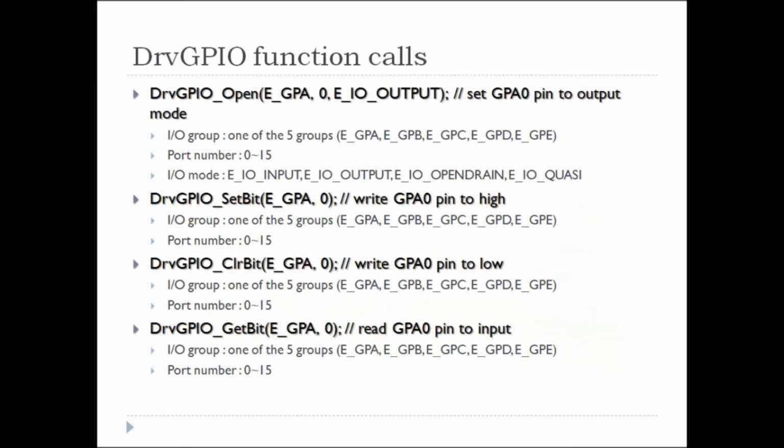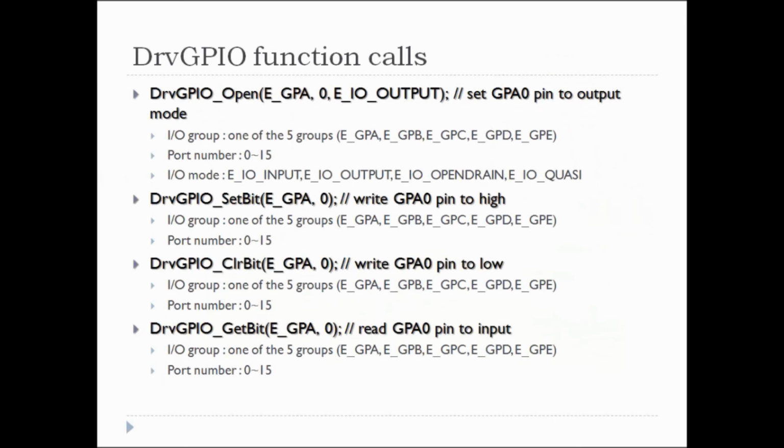The next argument is the port or pin number. It starts from 0 to 15. Each group has 16 pins. So if you select the IO group, we have to select which pin you want to configure in that particular IO group. Next is the IO mode.